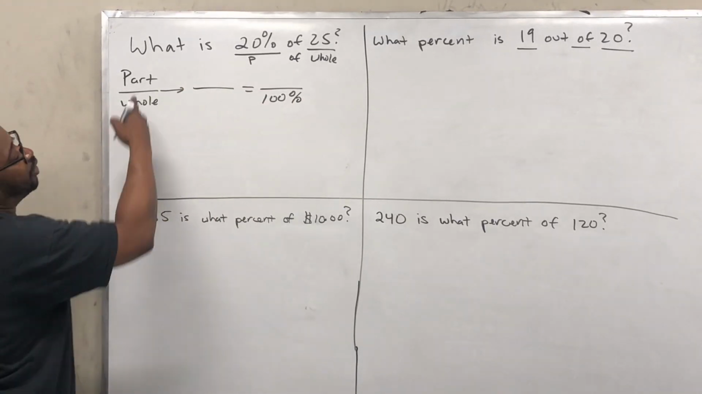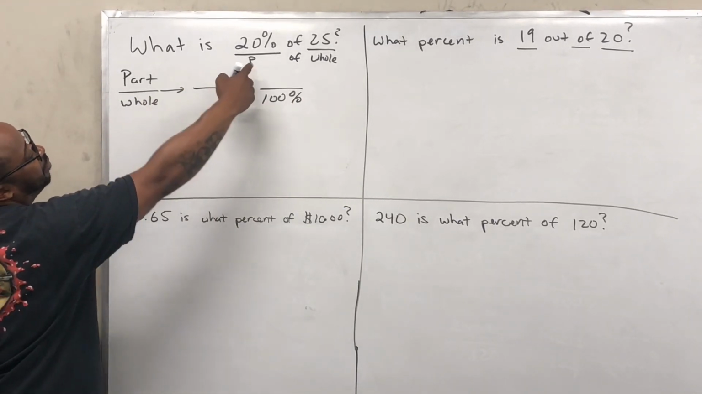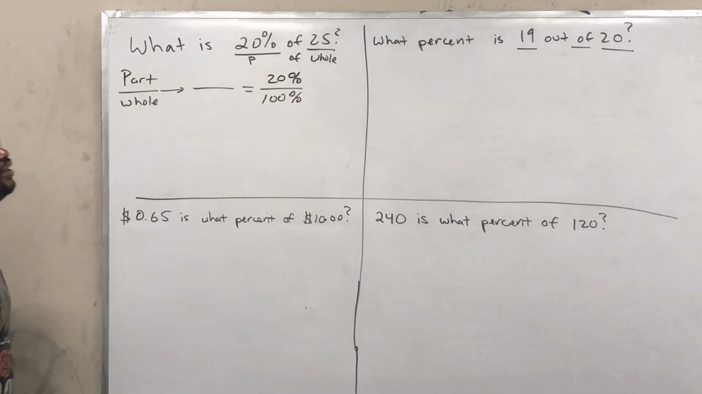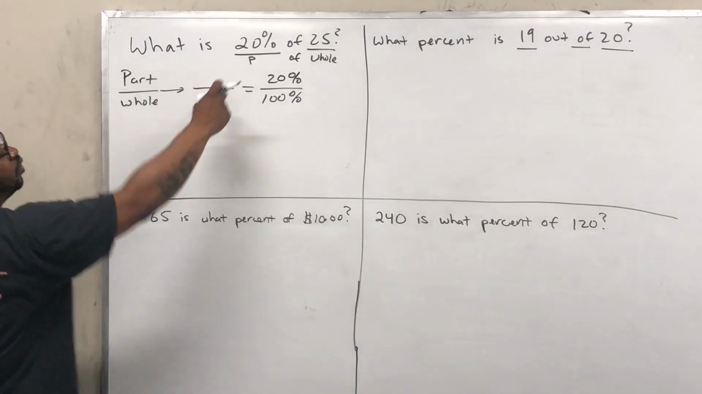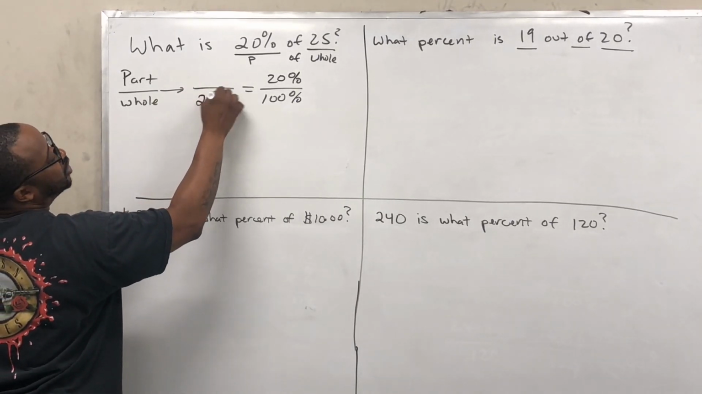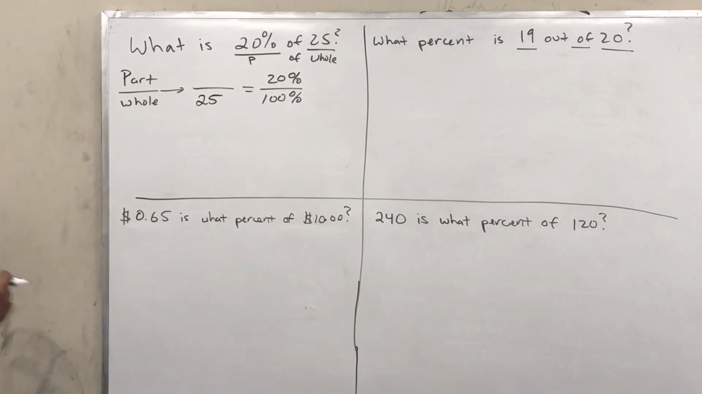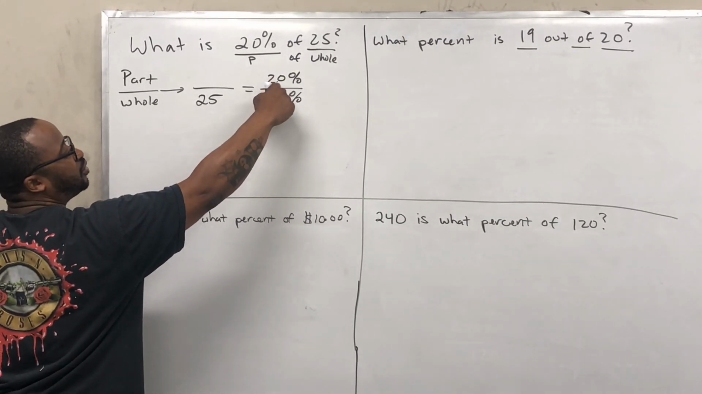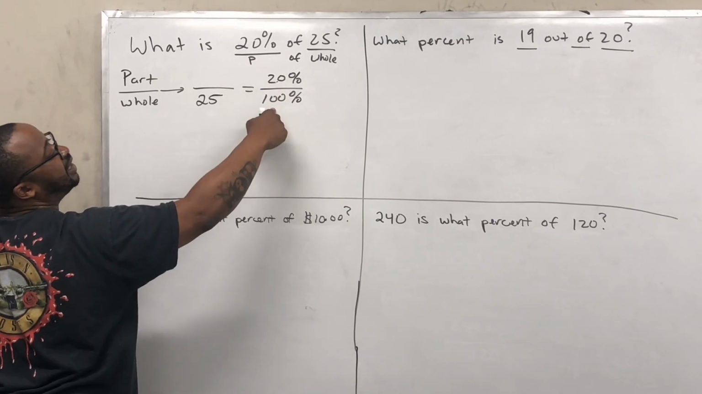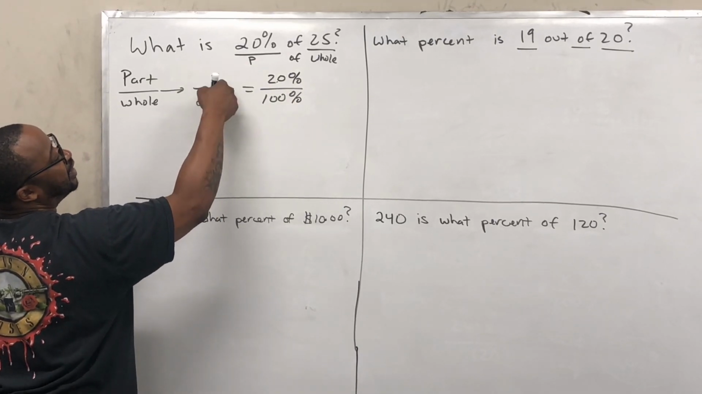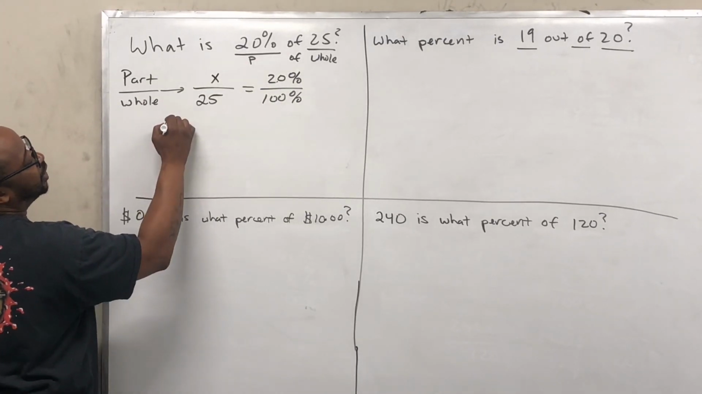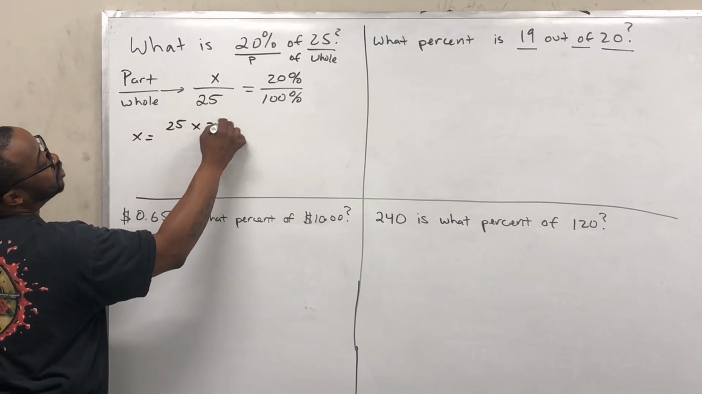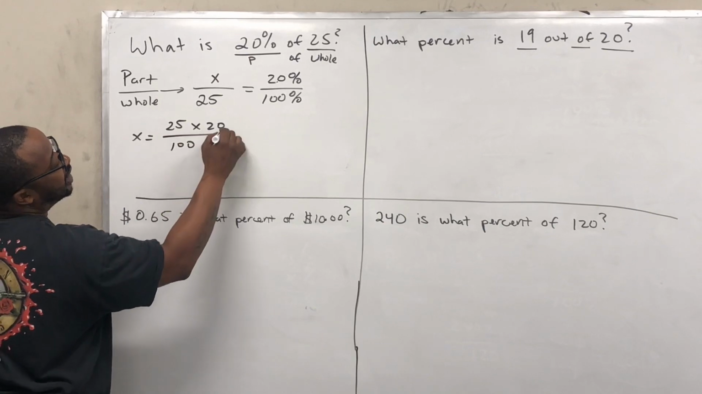So here I go with the part and the whole. This is part, it's a percentage, so we're going to put that 20% over here. Now, our whole is going to be 25. Now, all I have to do here is take this 25, multiply by the 20, and divide by 100 to find what this is. So we're going to do x is equal to 25 times 20 divided by 100.